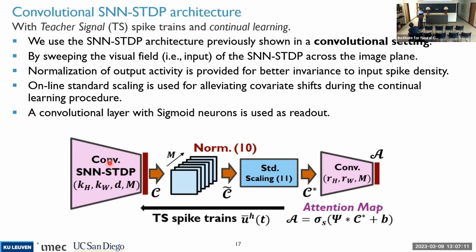So we have this first layer of convolutional SNN-CDP. We sweep this visual field across the inputs. The spike activity of that layer is then normalized. In fact, we use, for example, 64 neurons, 64 filters in the convolutional filter bank. So for each visual field, for each patch, we then obtain a 64-dimensional vector, and we normalize these vectors by dividing by the sum of the absolute value of the spiking rates over a certain time frame. It's just a normalization. You can see the details in the manuscript.